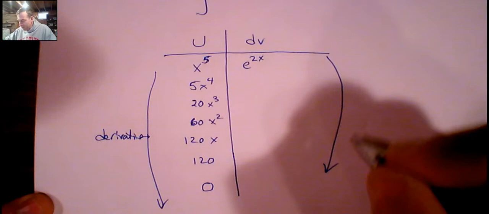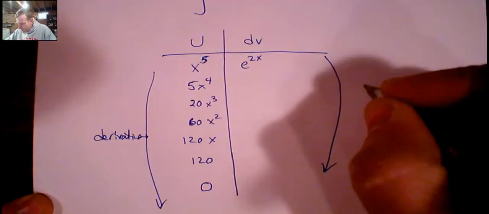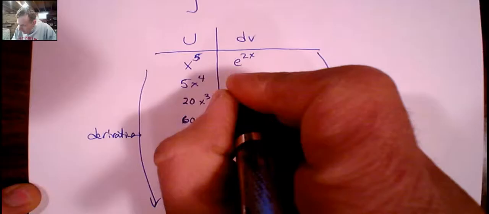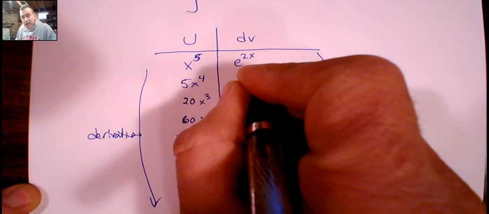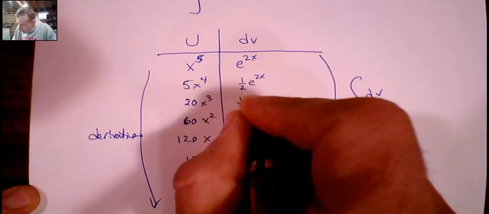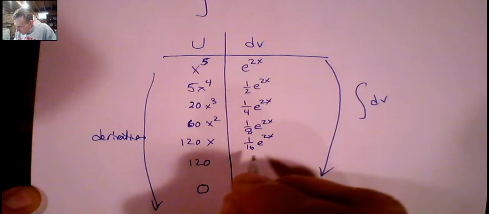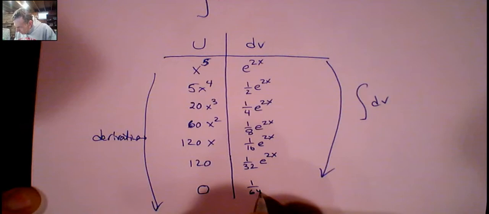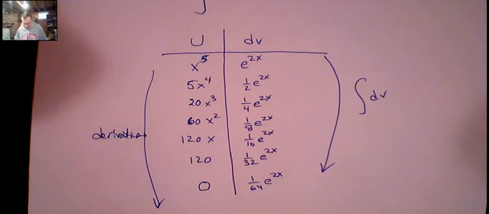And then over here, I'm going to do integrals. That's what you do with the dv part, is you integrate. The integral of e to the 2x is 1/2 e to the 2x. Be careful with these things because it's easy to mess them up. 1/4 e to the 2x, then 1/8 e to the 2x, 1/16 e to the 2x, 1/32, 1/64. Okay, now for the cool part.